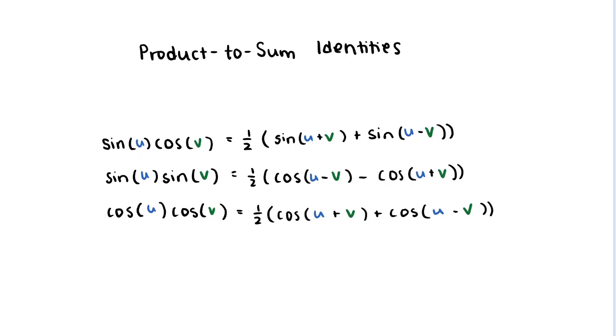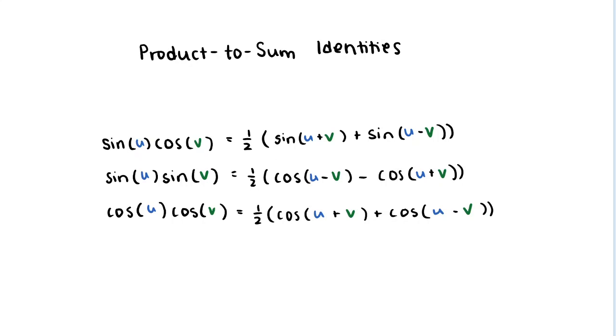Anyways, one sort of manipulation that may be beneficial for us is to be able to convert products of sine and cosine into sums of sine and cosine. And that's exactly what these product to sum identities are. I've listed them out here.